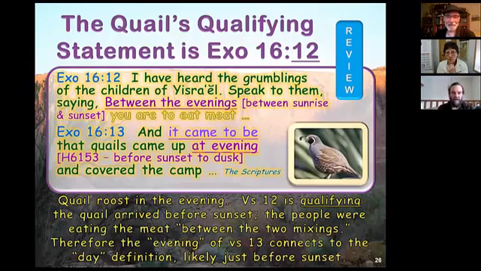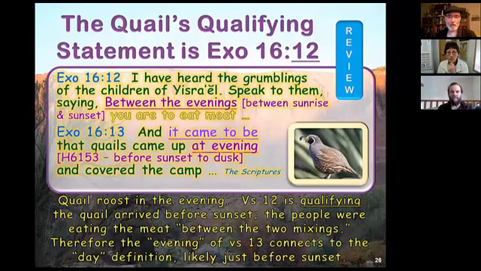Exodus 16:12. I have heard the grumblings of the children of Israel. Speak to them, saying, between the evenings, that is between sunrise and sunset, you are to eat meat. And verse 13, and it came to be that quails come up at evening, that's H6153, before sunset to dusk, and covered the camp. So here you see the qualifier between the evenings, and it is in direct relation to the word Aibv, when the quails come up.